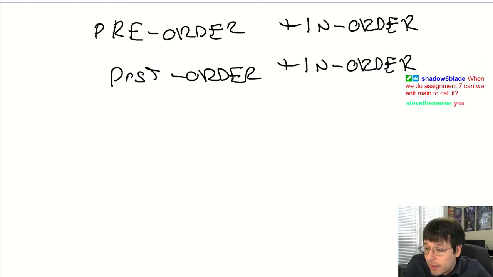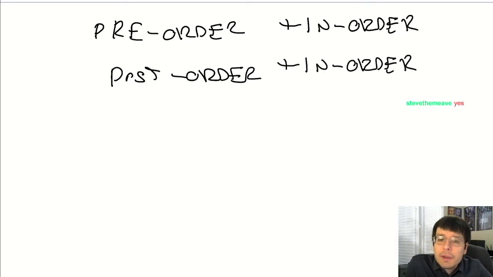When we do assignment 7, can we edit main to call it? What do you mean? Well, yeah, you kind of need to call the function to be able to test it. So yes, that's fine. That's probably another reason why we split it, because how could we show everything together, right? Because it's a menu and whatnot. So yeah, that's fine.